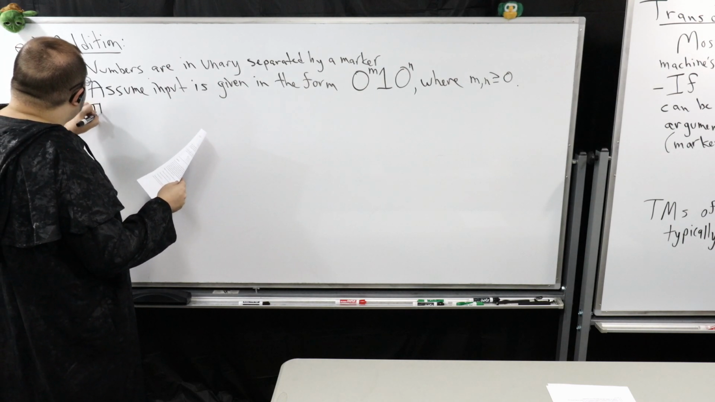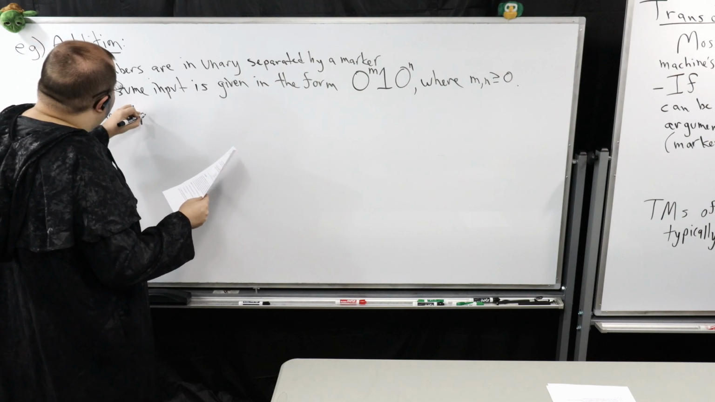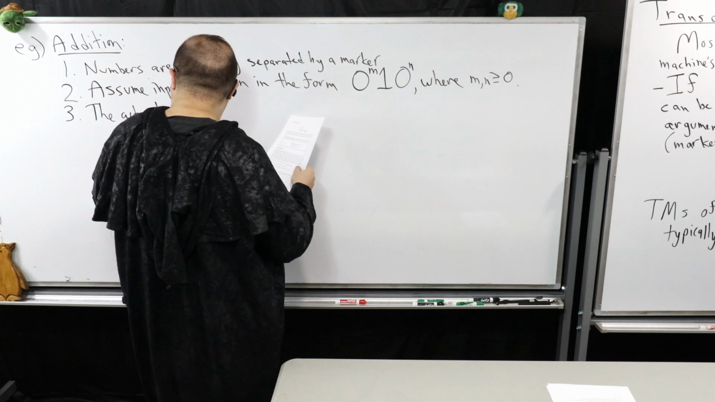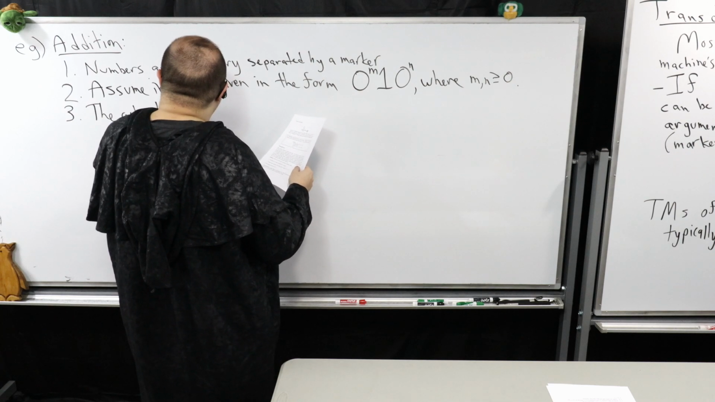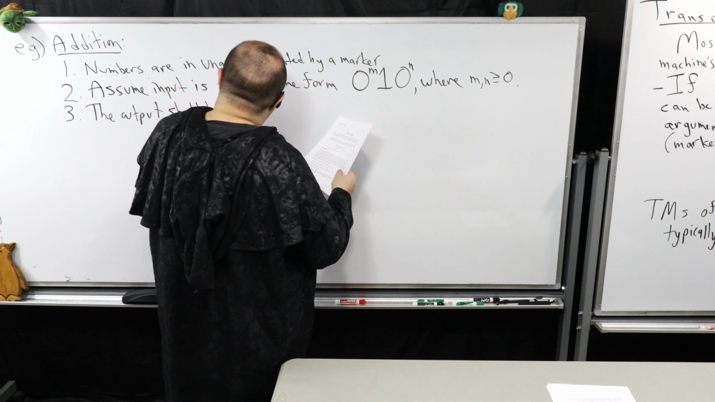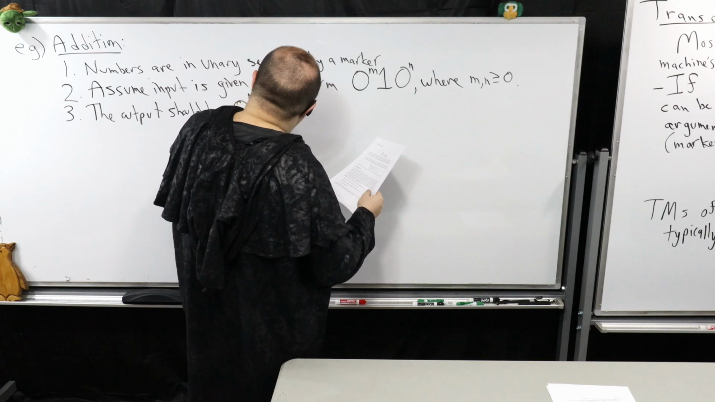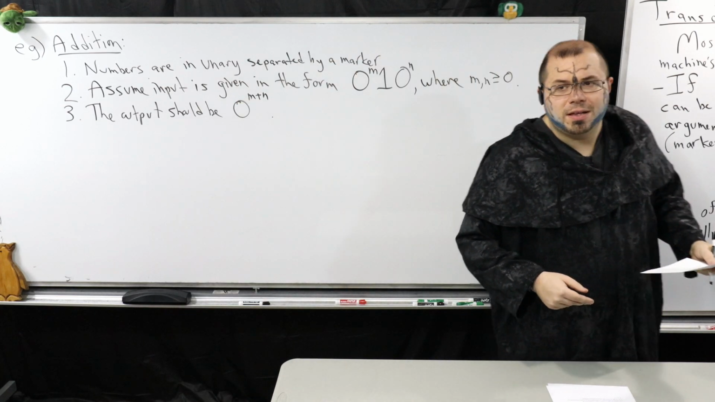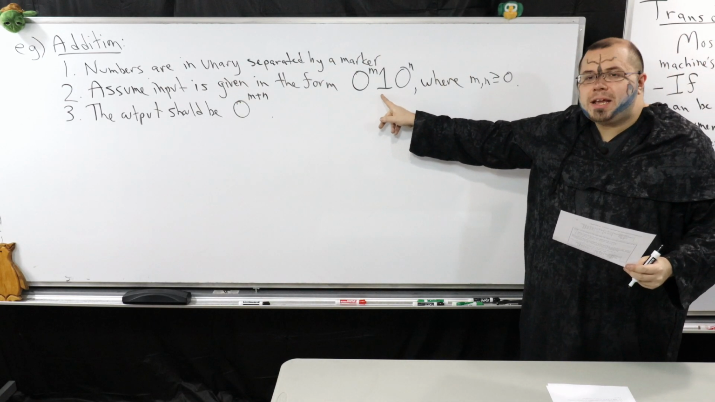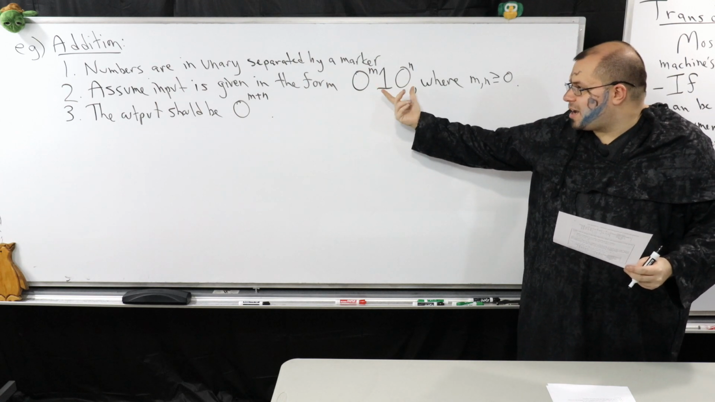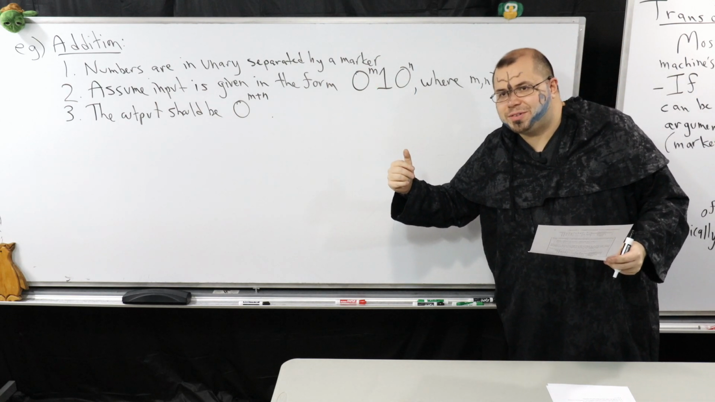And the output. When I'm done this process, the output better be the result of the sum. The output should be 0^(m+n), like this. Notice that the separator cannot be here. It's simply that it has to be the sum of the number of zeros on both sides of the separator.